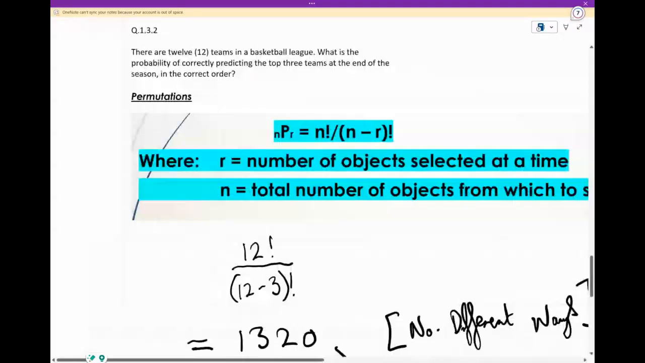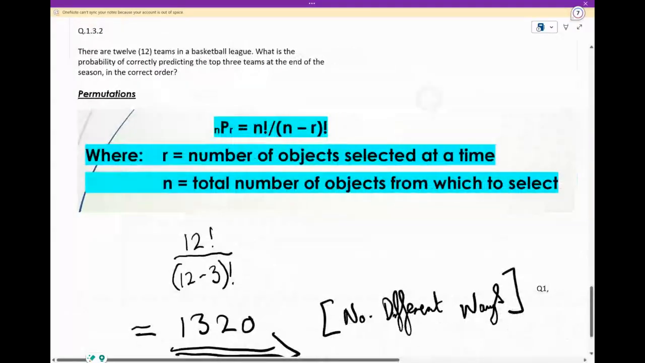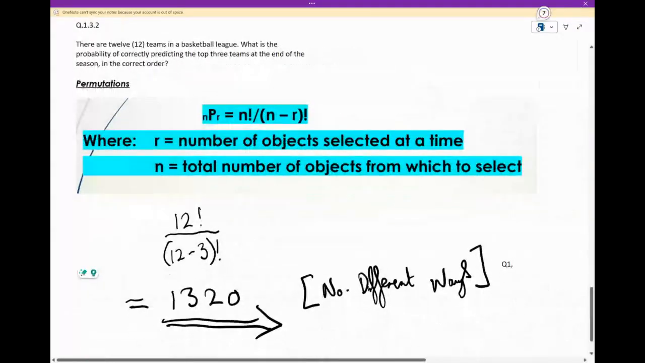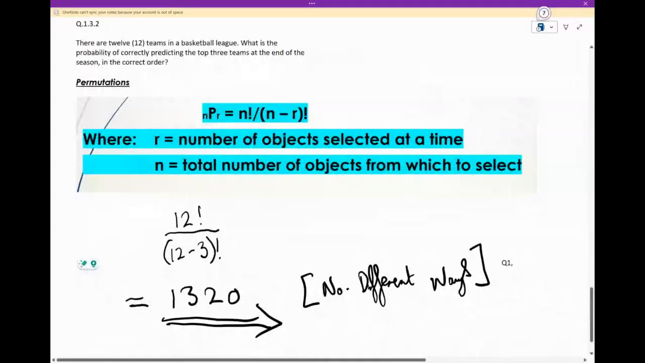But I know this one is easy. Why is it easy? We also did this in primary. Factorial in primary. No, I'm joking, guys. I'm joking.